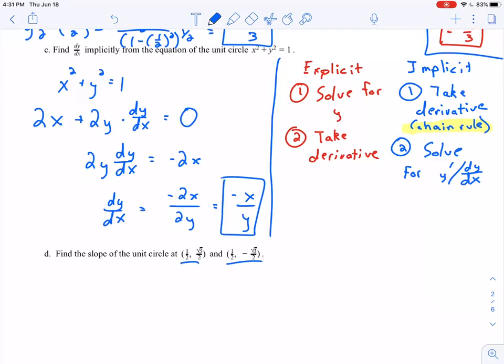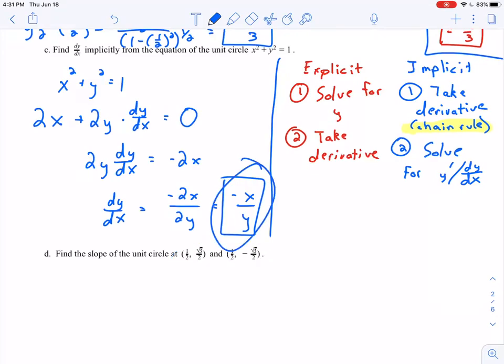Find the slope of the unit circle at these 2 points: 1/2 comma square root of 3 over 2 and 1/2 comma negative square root of 3 over 2. Here's another really big reason why implicit differentiation is so nice. Before, I had to think about, okay, is this point on y1 or y2? I had to figure out which function I was living on, whether I'm on the top half or the bottom half, and then that told me what derivative to plug it into. Here, this isn't a function.